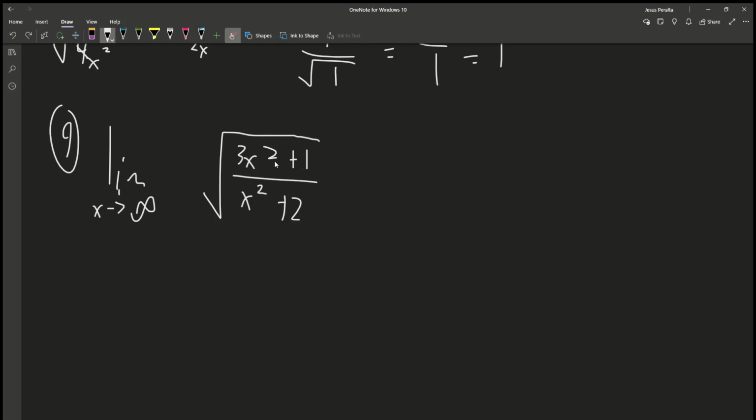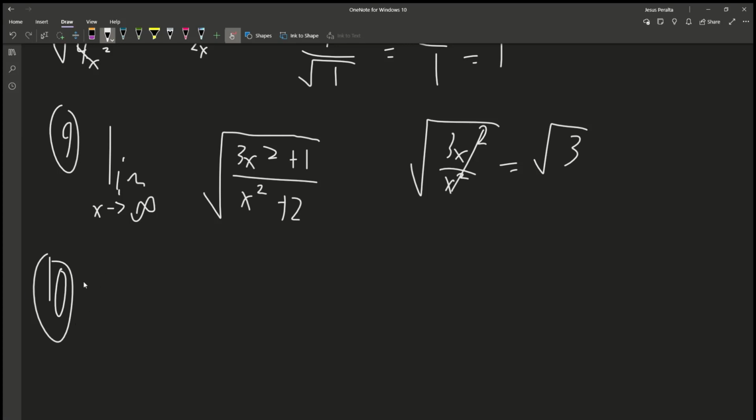Actually, I just remembered. We just want to look at the exponents. So we have the square root of 3x squared over x squared. So then this is the same thing. These two cancel out, leaving the square root of 3. That's it. I was overthinking this. That's the answer. So moving on to number 10.